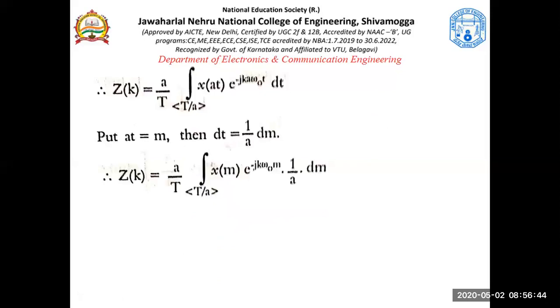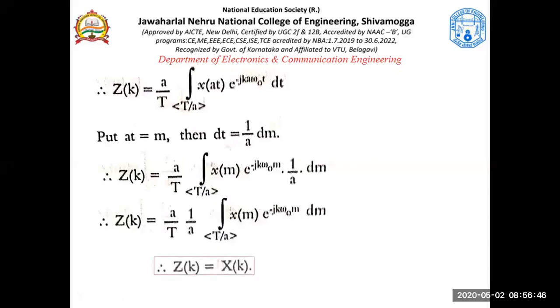So what is the thing that we need to understand here? The point that we need to understand here is that scaling in time domain has no effect on the frequency domain coefficients. Understand? So this is the time scaling property of Fourier series.